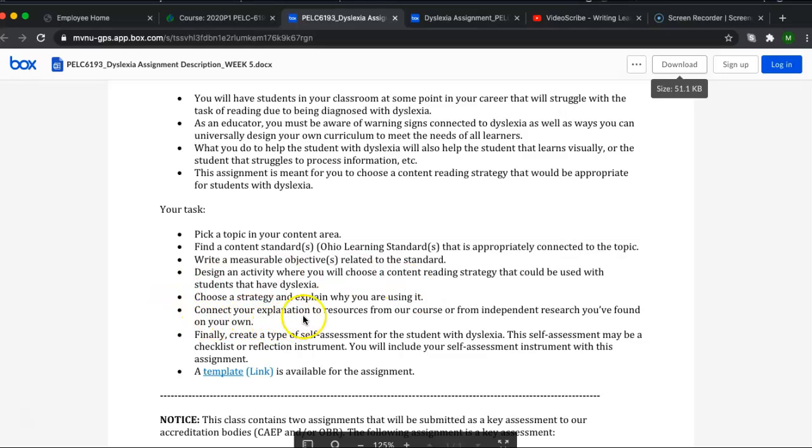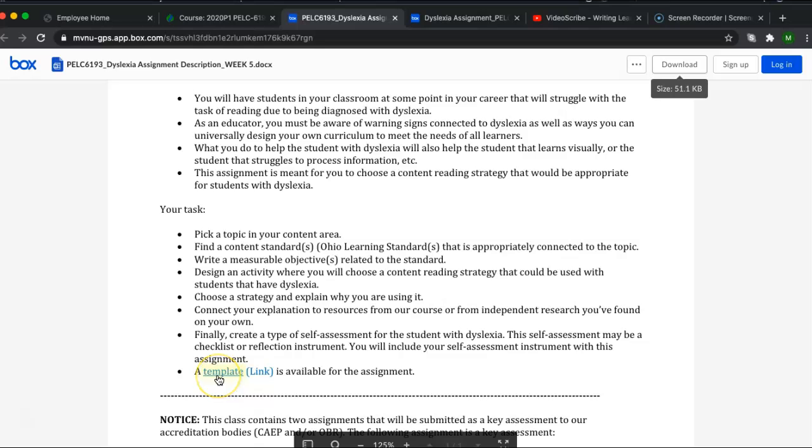Connect your explanation to resources from our course or from independent research you found on your own. So that means you're going to be having a citation and a reference on your plan. Finally, you're going to create a self-assessment for the student to use for this lesson. It could be a checklist, reflection instrument. Self-assessment can be lots of different things.